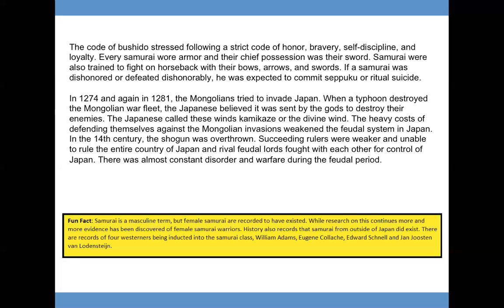There was almost constant disorder and warfare during the feudal period. Fun fact: samurai is a masculine term, but female samurai are recorded to have existed. While research on this continues, more and more evidence has been discovered of female samurai warriors. History also records that samurai from outside of Japan did exist. There are records of 4 Westerners being inducted into the samurai war class: William Adams, Eugene Kolashi, Edward Schnell, and Jan Justin van Logenstein.